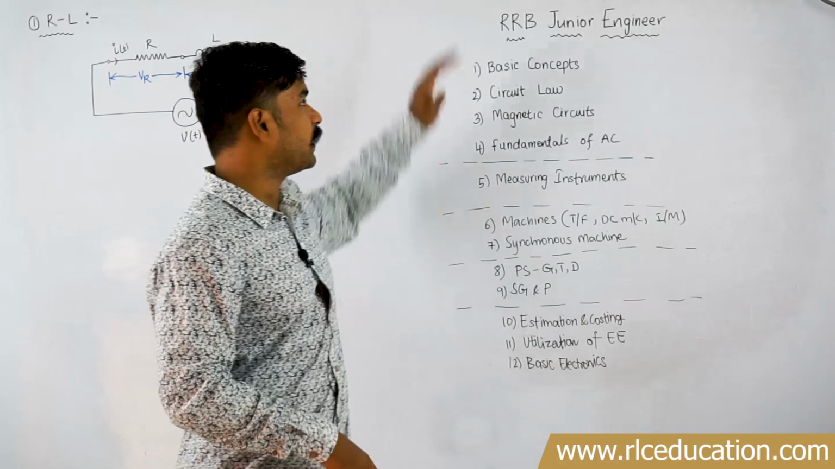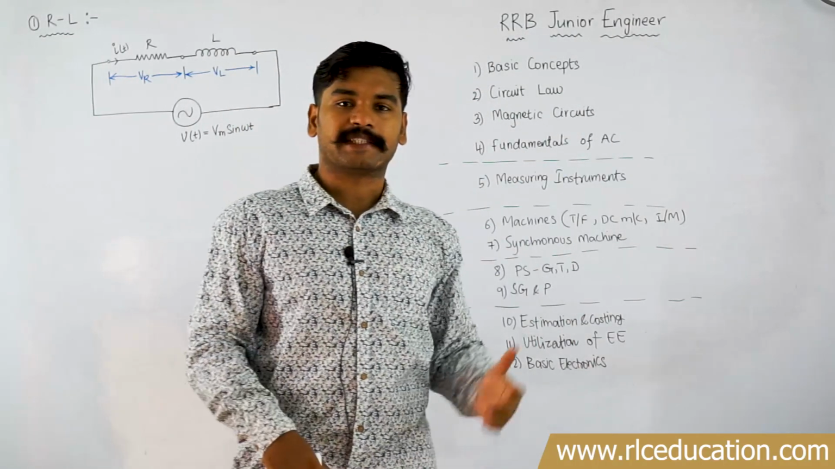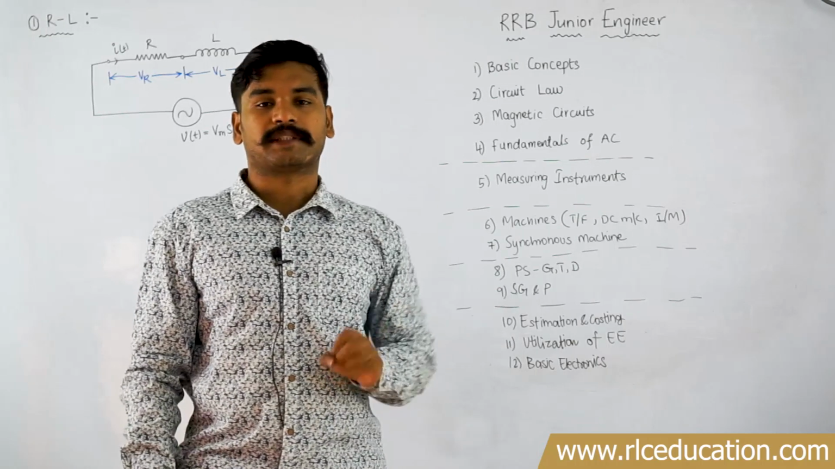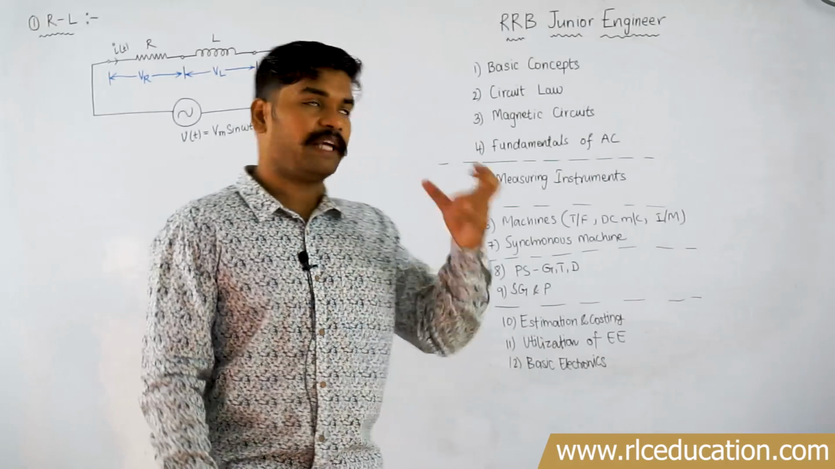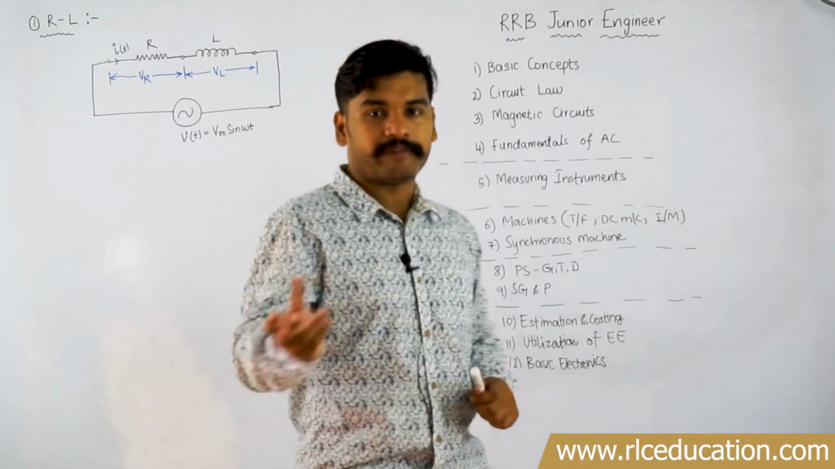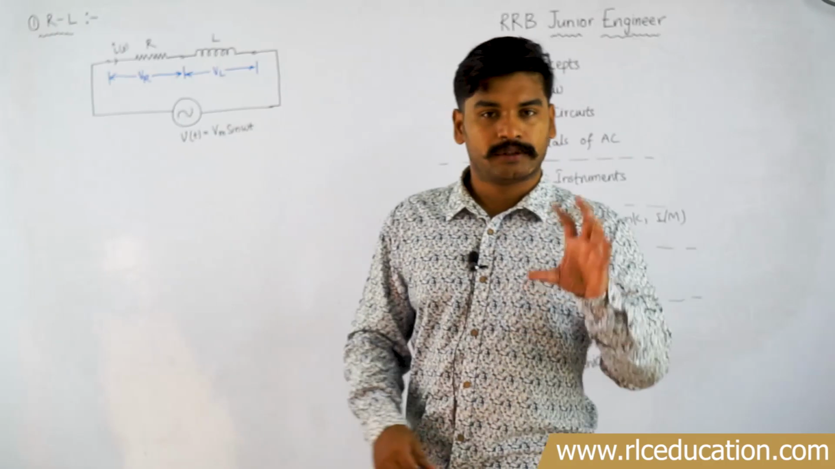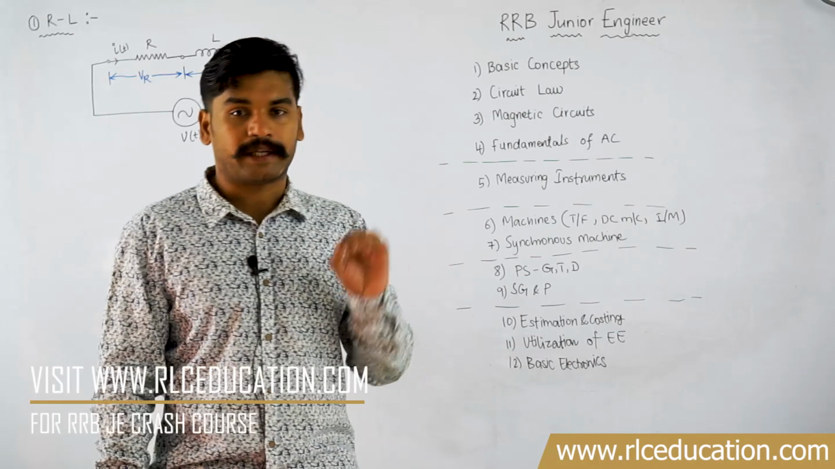I would like to discuss RRB Junior Engineer CBT2, the second part of your computer exam, and I specifically want to discuss the technical part. As you all might be aware, the exam pattern for the CBT2 is around 100 marks for technical and 50 marks for non-technical subjects. My discussion is going to be purely for technical subjects, and that too electrical engineering.